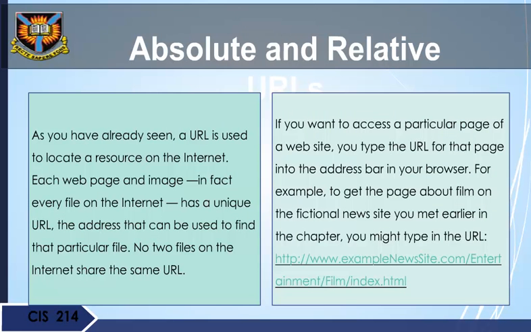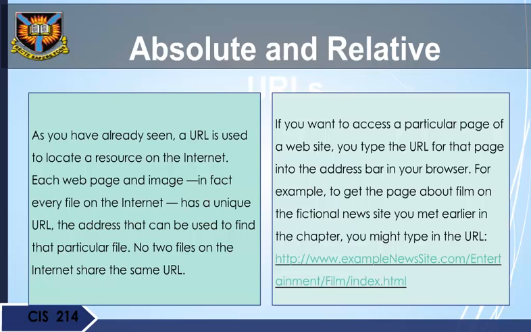Absolute and relative URLs. As you have already seen, a URL is used to locate a resource on the internet. Each web page and image, in fact, every file on the internet has a unique URL, the address that can be used to find that particular file. No two files on the internet share the same URL. If you want to access a particular page on a website, you type the URL for that page into the address bar in your browser.